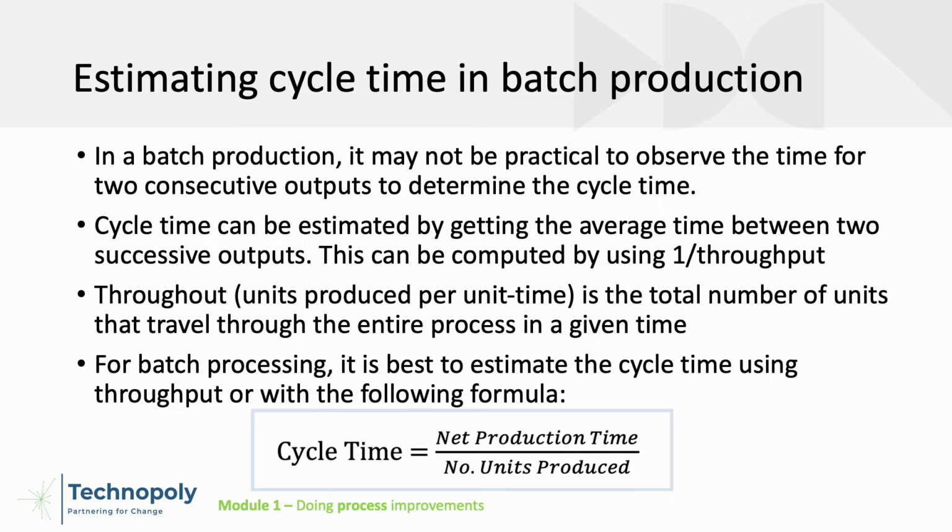Therefore, when we measure cycle time in a batch production, we can estimate it by using a simple formula. Cycle time is simply equal to how much time you had divided by the total number of units produced. By understanding this concept of cycle time, we are estimating how often the next item will come out of the process. That is how we interpret cycle time.